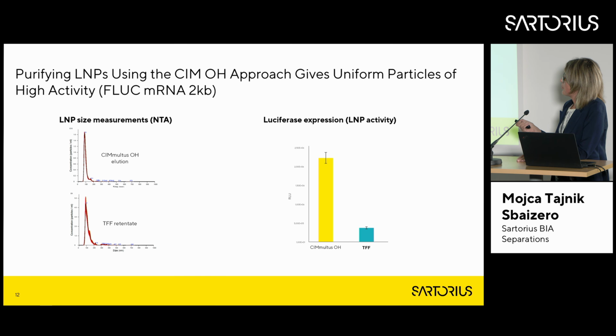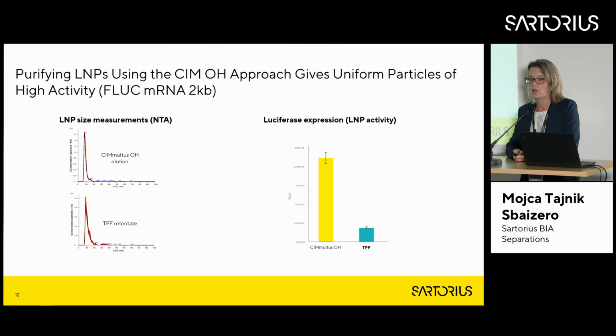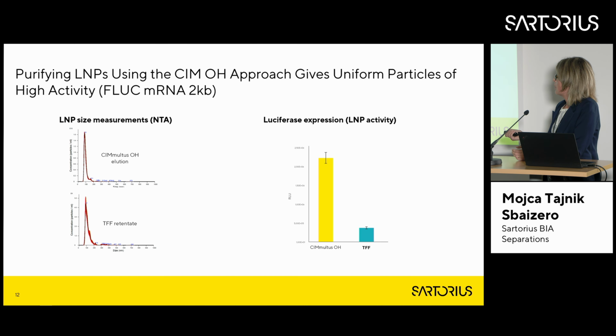So you can see we also have more uniform particles, which means that probably due to the lower or no shear stress during the chromatography, particles were more uniform at the end. They were less damaged, and this showed in the activity. Here we set, for example, the same amount of RNA transfected with LNPs either with HIC elution or TFF. If we transfect the same amount of RNA, we have higher activity with HIC because the LNP particles were more uniform after the chromatography.